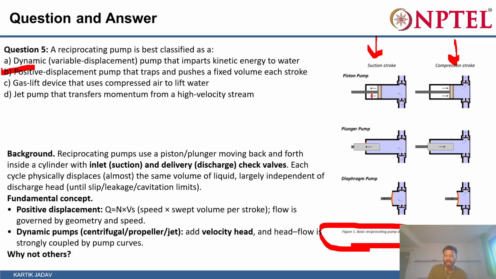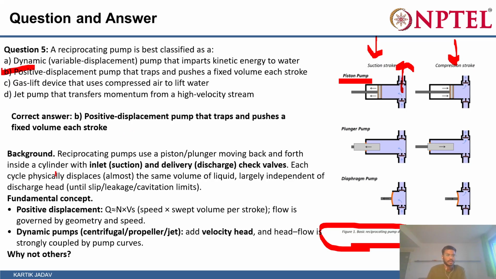So there are three kinds of device: a piston, a plunger, maybe a gear kind of mechanism we are using in a positive displacement pump. Most common is a piston pump. In this we have a piston. When the piston goes up, it sucks the water from the inlet, and when it goes down, it pushes the water, so it compresses it, and at a certain pressure the valve opens and water will move out. So the correct answer is option B.